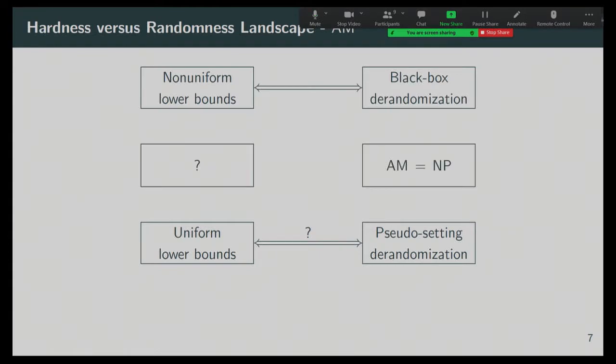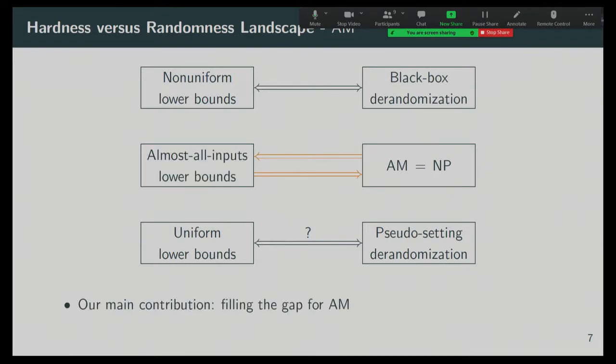So, okay, again, we may ask, what if just AM is equal to NP? And that's the question that we address. We fill essentially the same gap for AM equals NP. We identified that these almost all input lower bounds follow from AM equals NP, and that a de-randomization of AM also follows from these types of lower bounds. Okay, so I can talk a bit more about these.